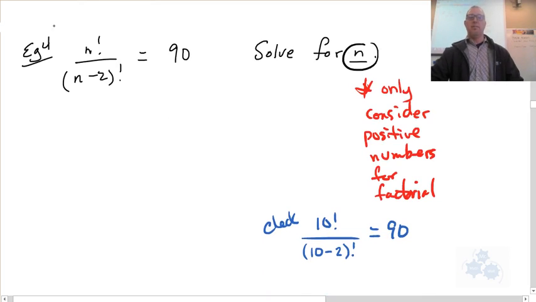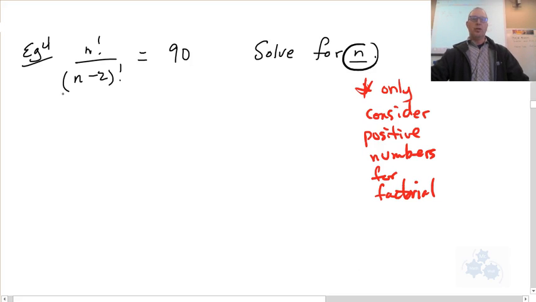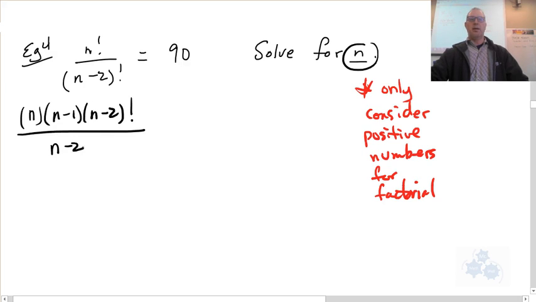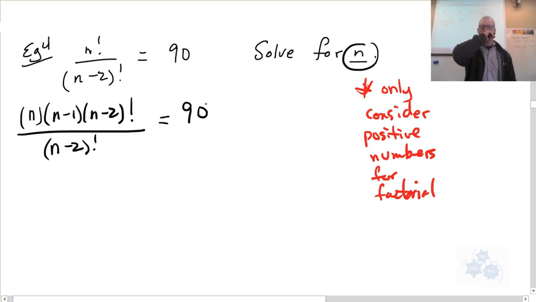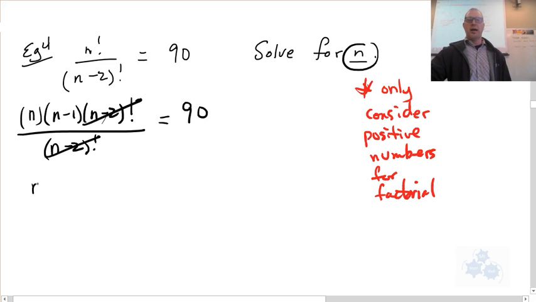The next type of question would involve the same sort of thing, except now, I'll show you what this is going to look like. Same type of question. n factorial really is n times n minus 1 times n minus 2, and I can write just factorial after that, because on the bottom I have n minus 2 factorial, equals 90. So simplify as much as you can on the factorial side. Now what I have left over is n times n minus 1 equals 90.